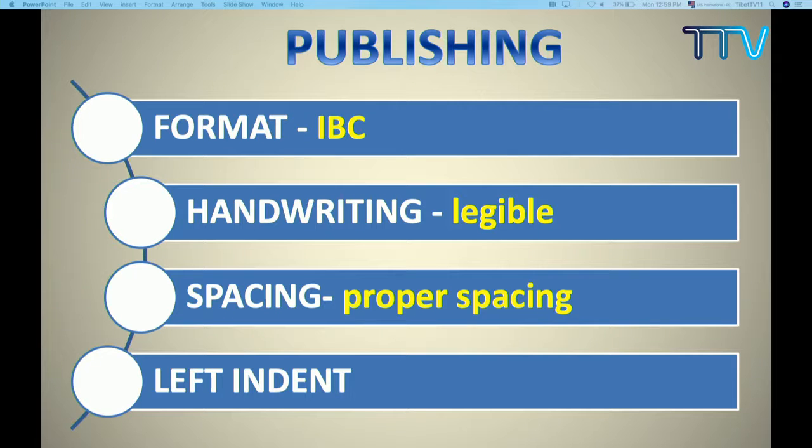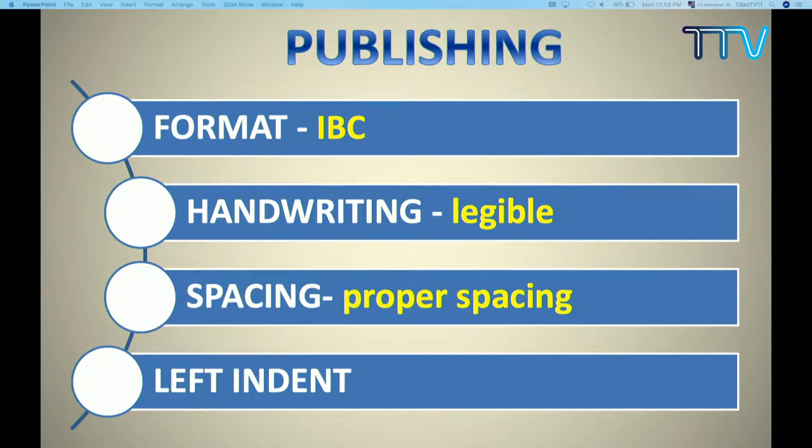Now normally we write using a word processor, so there will be no problem. But the next one, spacing, plays a very important role. How do you keep the spaces between lines and between words? These are the things that you need to work out during the publishing stage.